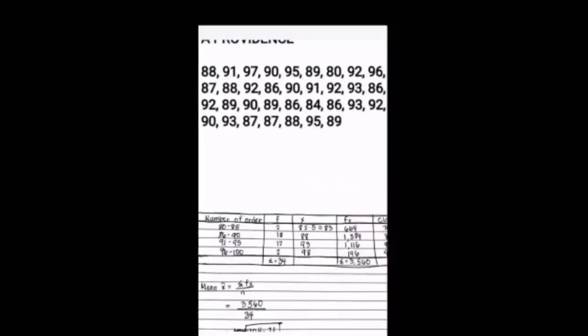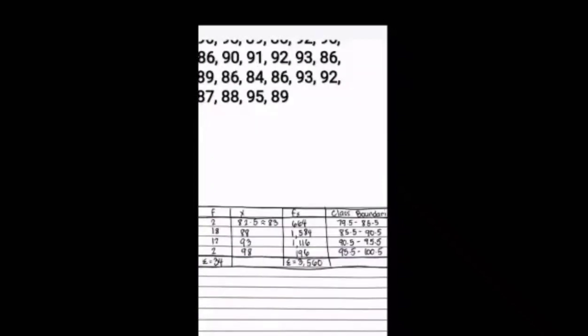How did I get the midpoint? First, you add the highest value plus the lowest value of the row and divide it by 2. Here, for 80 to 85, I add 85 plus 80 and divide it by 2, which gives the result of 82.5.